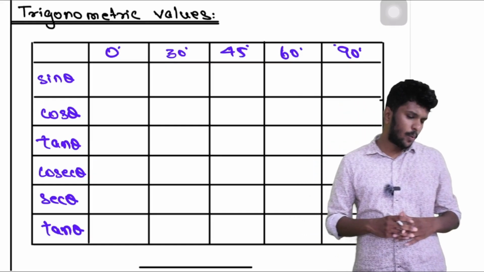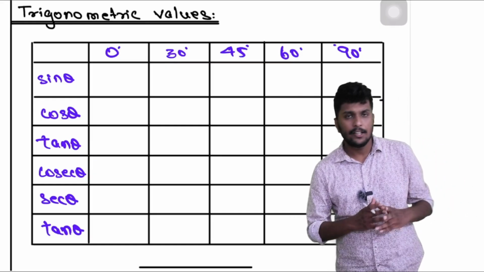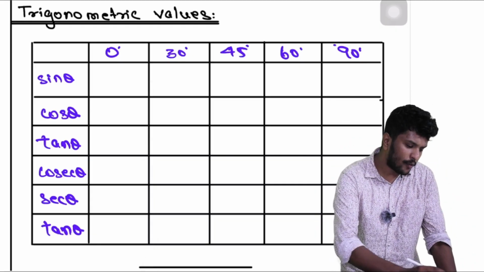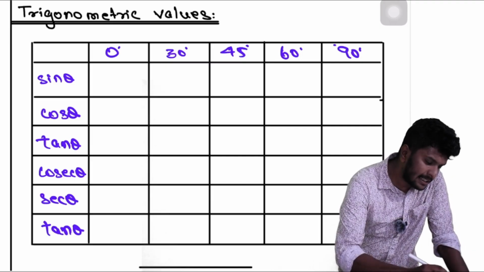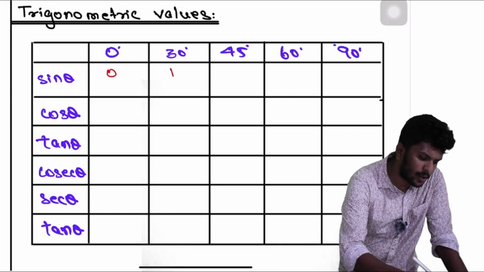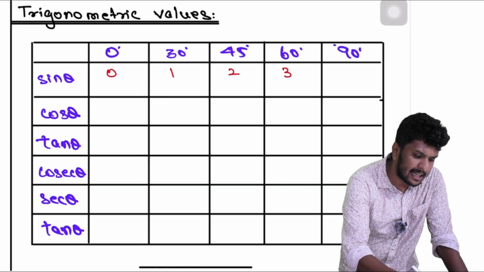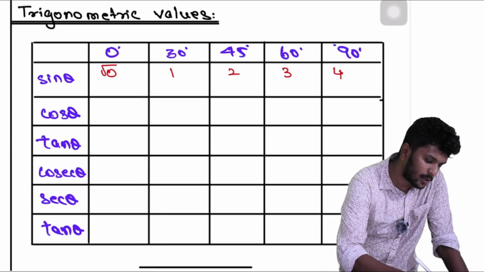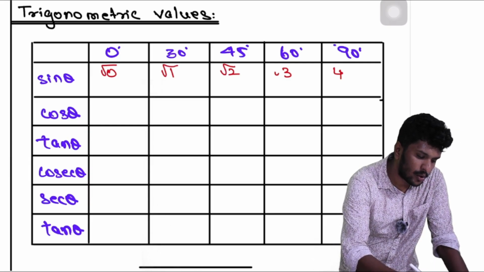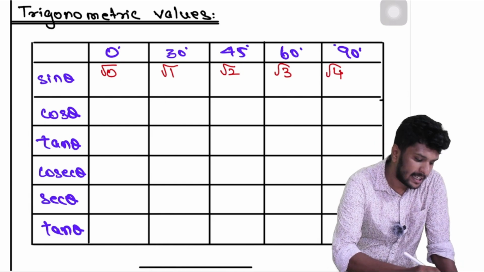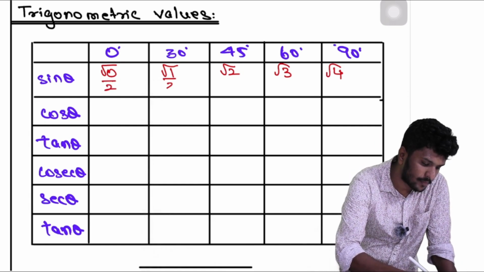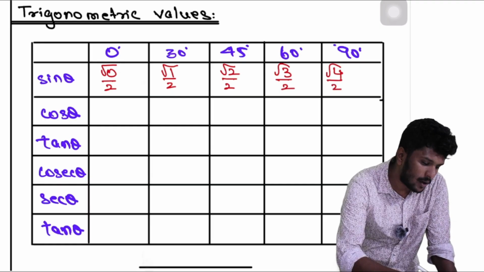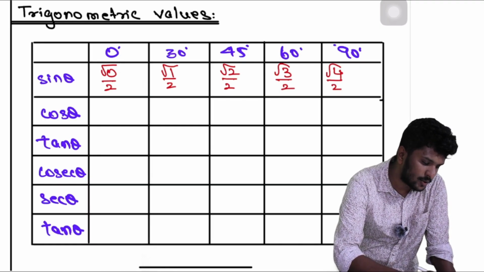Okay, so now what to do is, I'll give you a trick for how to write these values. Now what do we have? We have 0. Just mark like this: 0, 1, 2, 3 and 4. Now put a root on everyone: root 0, root 1, root 2, root 3 and root 4. Divide everything by 2.